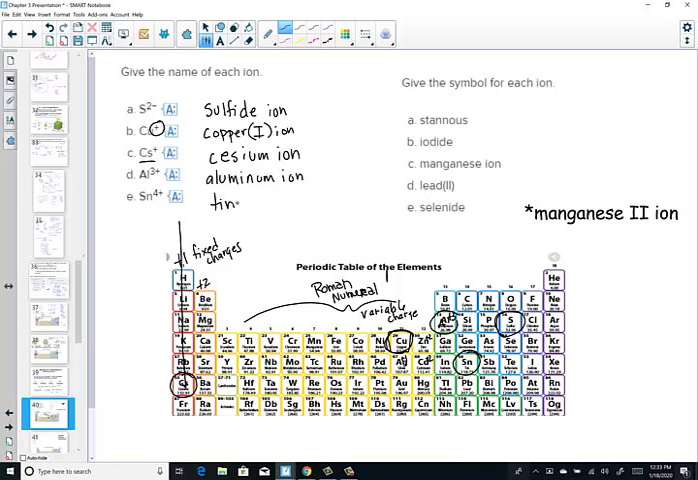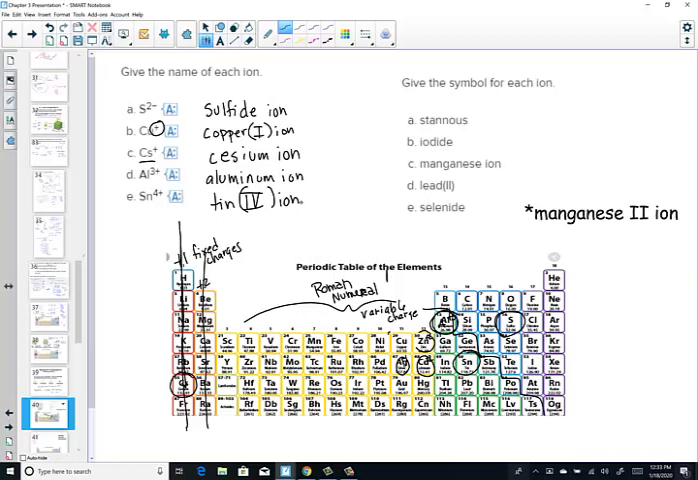Tin also has a variable charge. It is not found in the first family where the charges are fixed. It's not found in the second family of fixed charges. It's not aluminum, zinc, cadmium, or silver. So therefore, it has a variable charge. All the metals, as you go down this little staircase border, when you hop over to the nonmetals, the metals up until then have a variable charge. So I have to label that as tin(IV) ion.